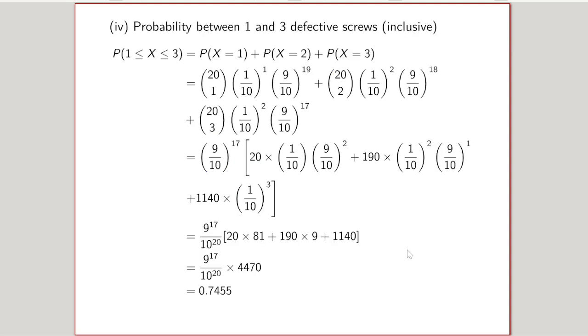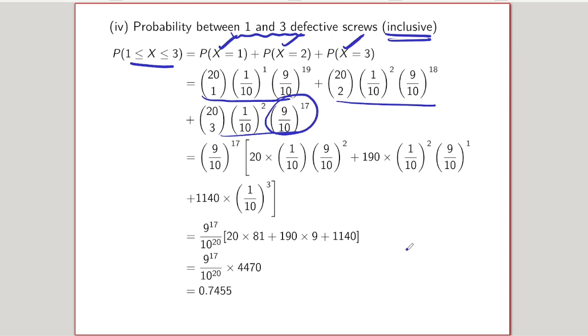Last one, probability between 1 and 3 defective screws inclusive. The word inclusive is given. If it is inclusive, then we can write the equal to symbol, that is 1 less than or equal to x less than or equal to 3. So we are going to add 1, 2 and 3. So there are 3 terms and the common one is 9 by 10 the whole power 17. We can take it outside. This will be the remaining term, and using a calculator we can get the value 0.7455.